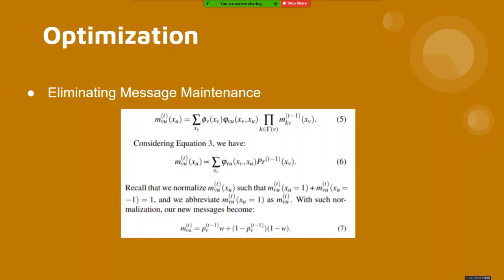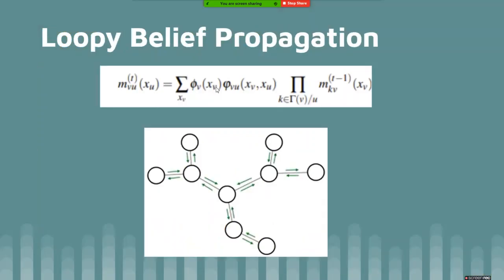So this is the first part. The second part is the optimization, and how this model performs faster. For this, two steps are done. The first is eliminating message maintenance. Loopy belief propagation needs to save the values for messages per iteration in order to be able to compute these messages.